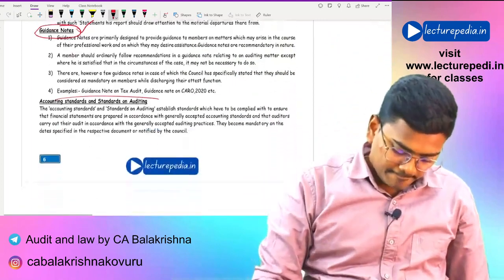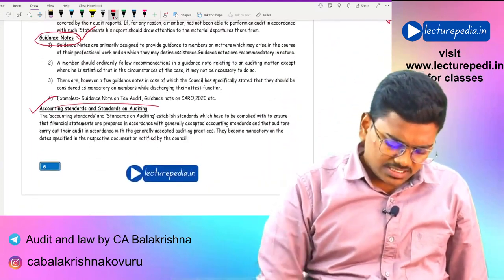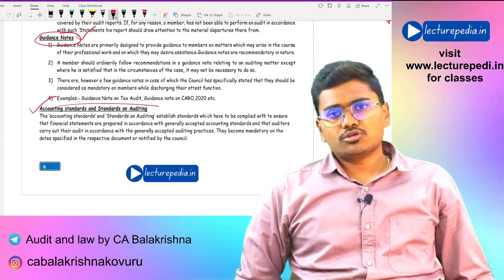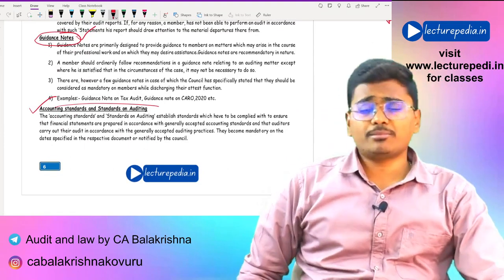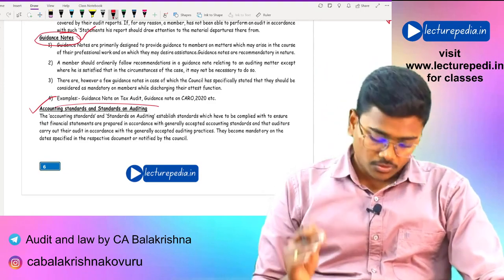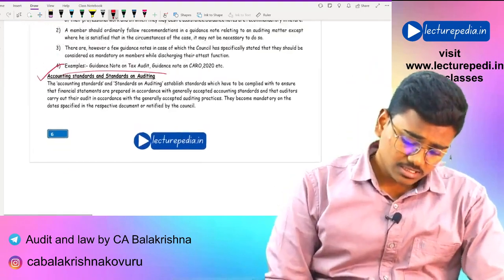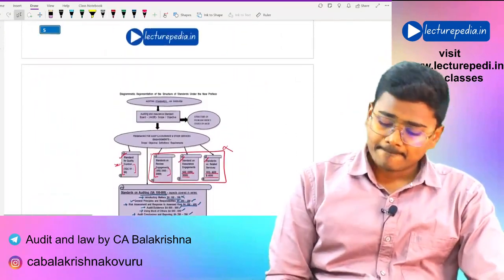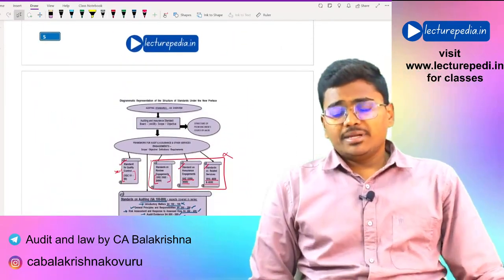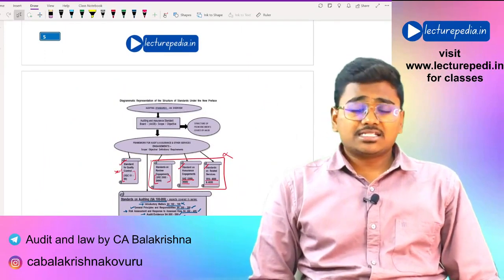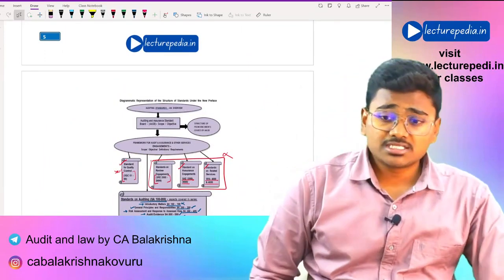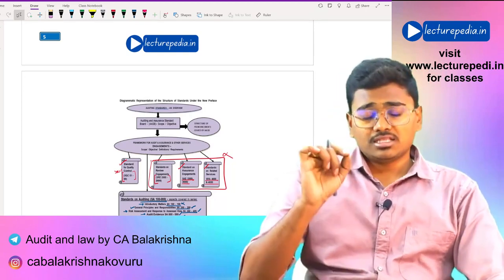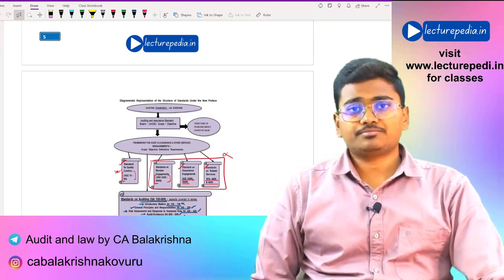Next, accounting standards and auditing standards. Even these accounting standards, auditing standards are also issued by our institute only, and these are mandatory for all the auditors. By this the introduction chapter gets completed. We will be meeting in the next class with standards on auditing, and you please watch the lectures related to standards on auditing only in the same sequence that I have provided. Hope that is clear.